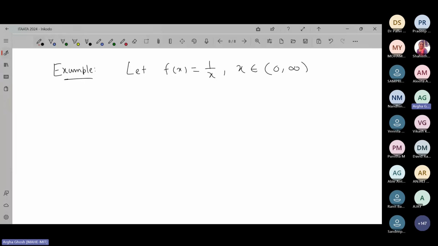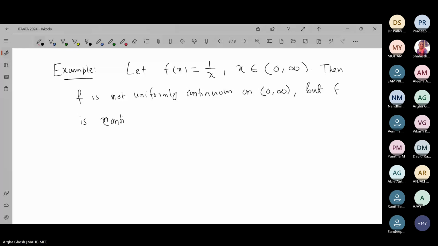Then f is not uniformly continuous on 0 to infinity, but f is continuous on 0 to infinity.